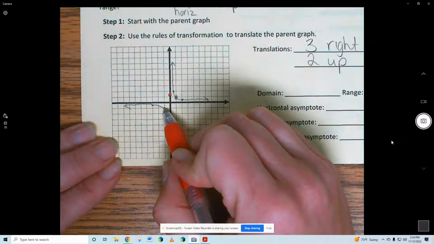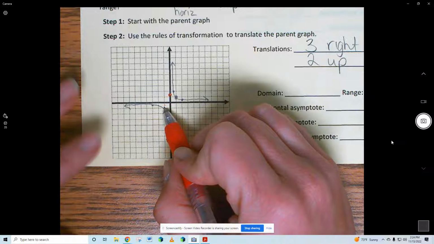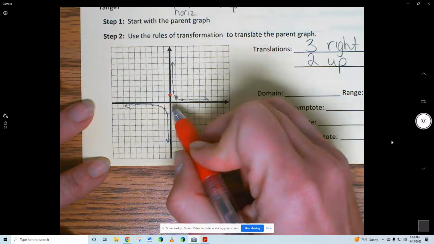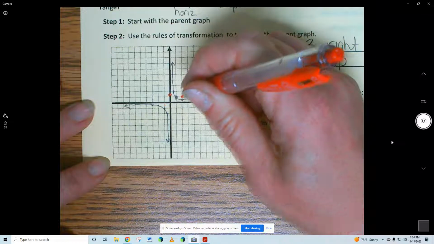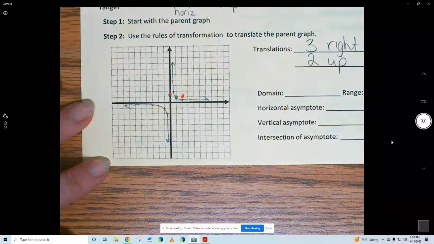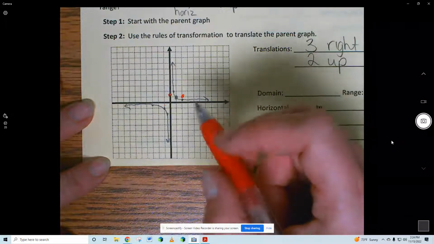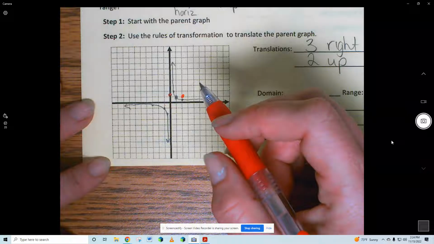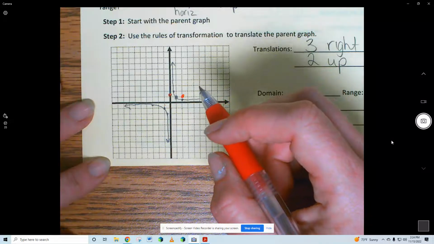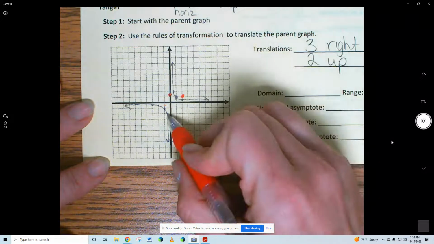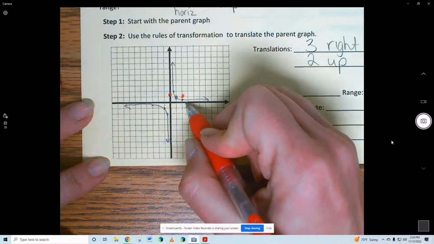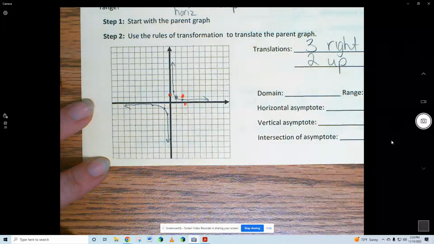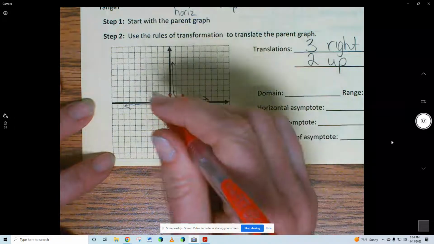-1, -1. I'm going to go 3 to the right. 1, 2, 3, and 2 up. I could even plot this point. 3 to the right. 1, 2, 3, 2 up. So it looks like this.